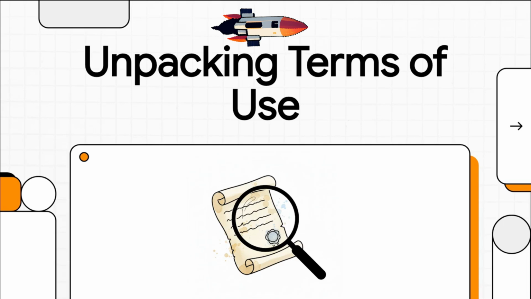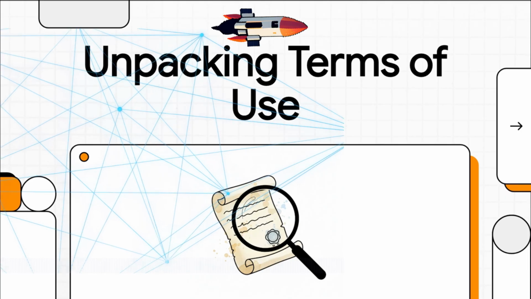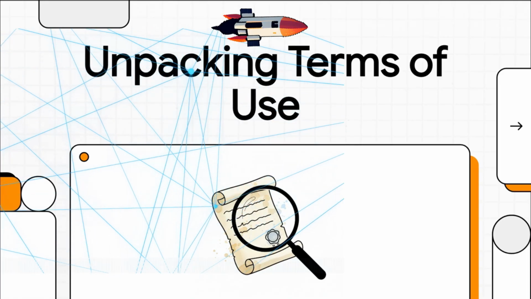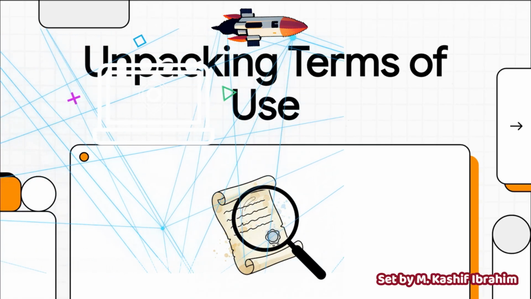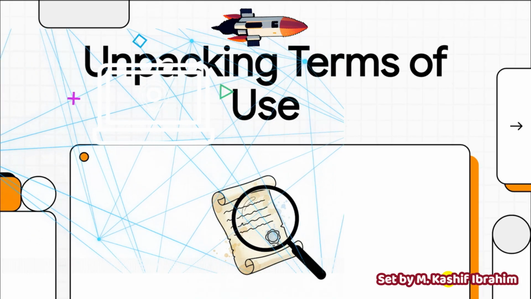We have all been there. You download a new app, you're super excited to get started, and then boom, you hit a massive wall of text, a tiny checkbox, and that big, shiny I agree button. But what are we really agreeing to?